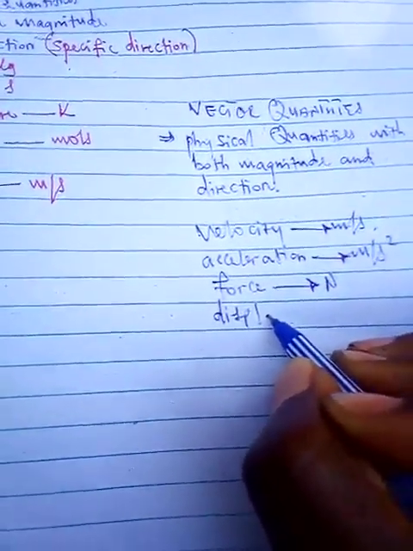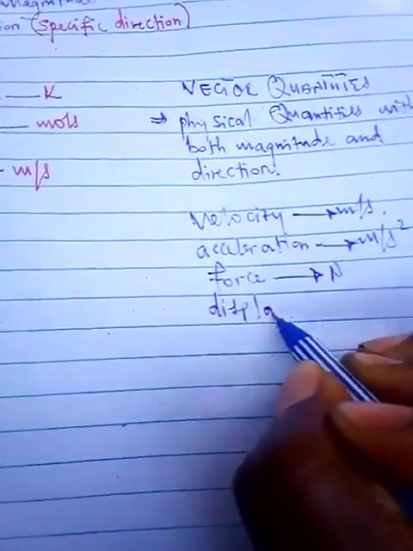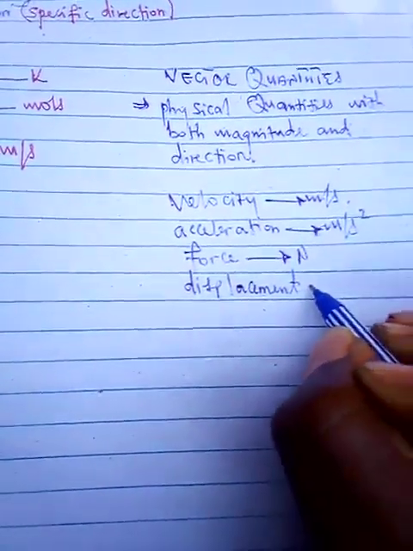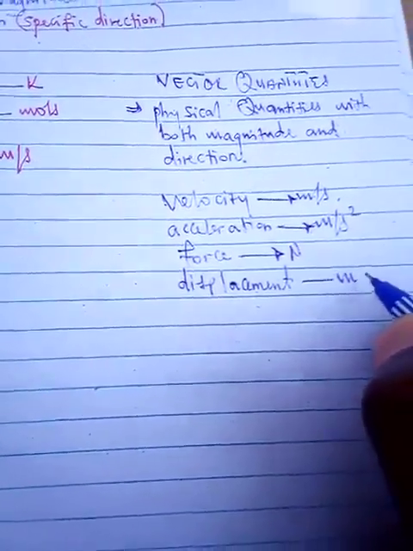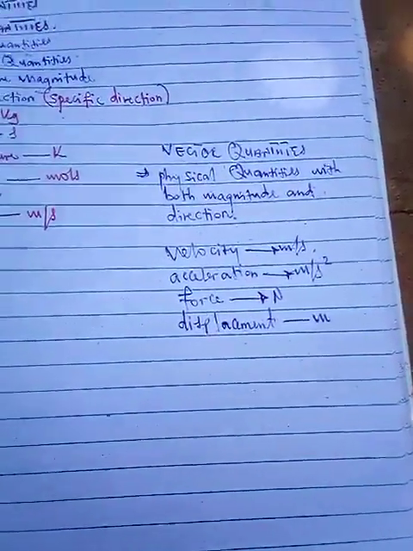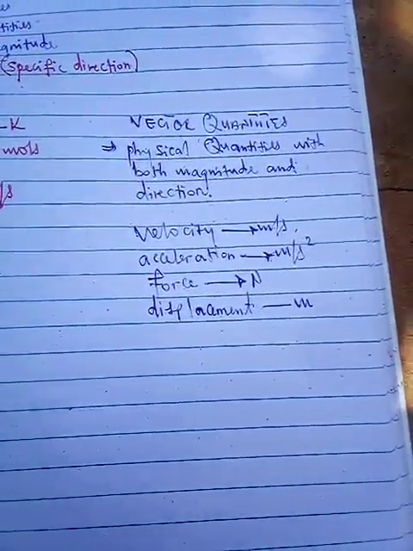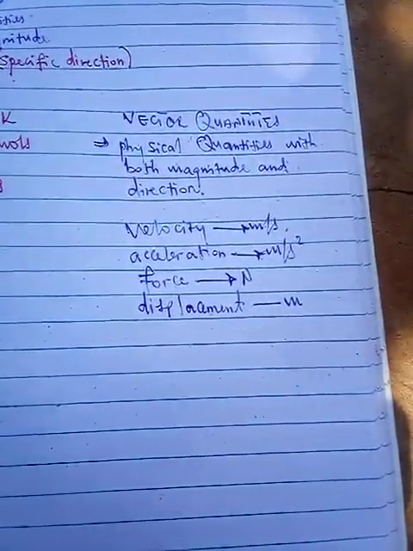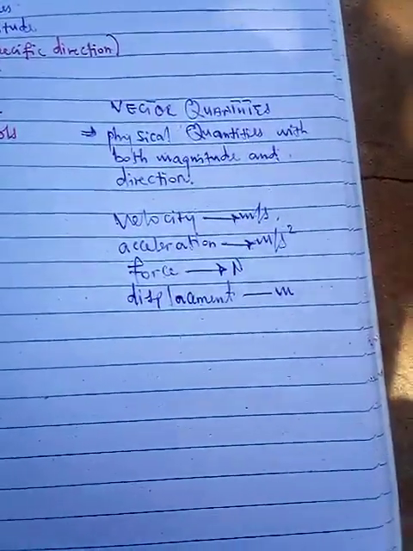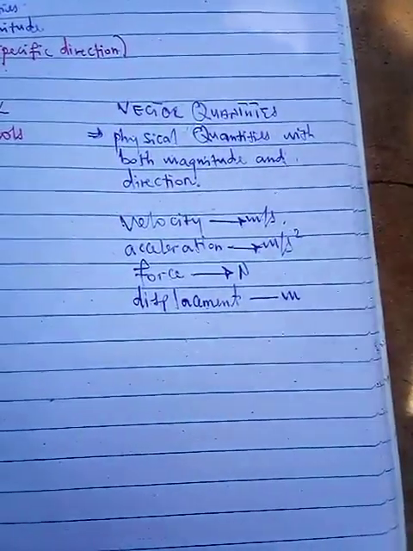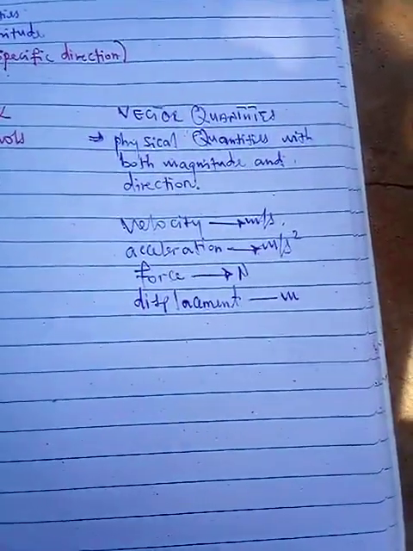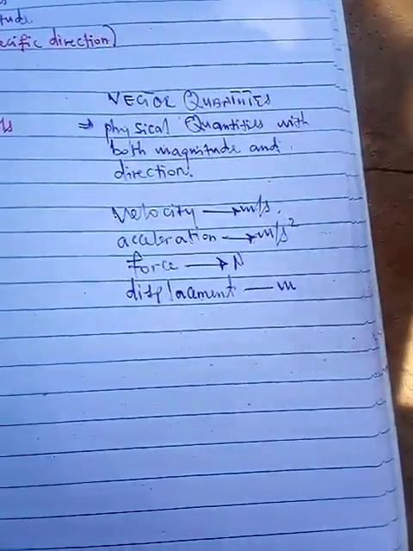Displacement and just general distance are two different things. Displacement is measured in meters. Those are the SI units. So these are vector quantities, physical quantities with both magnitude and direction. Examples that we can give: velocity, acceleration, force, displacement. These are examples of what we might refer to as vector quantities.